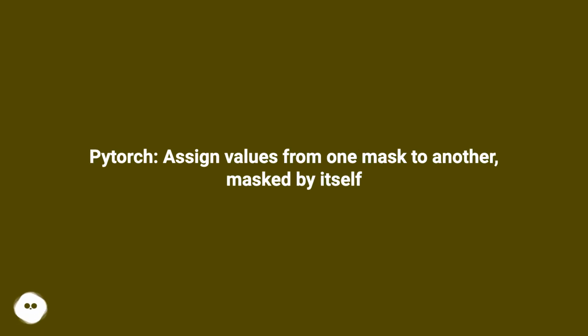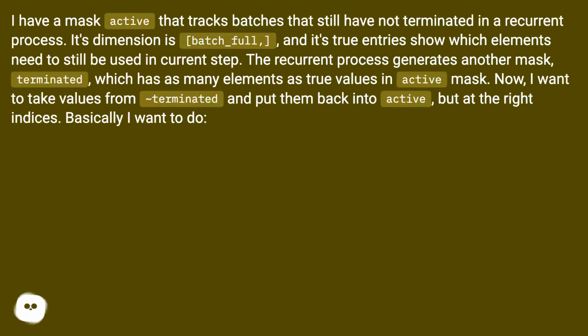PyTorch: assign values from one mask to another, mask by itself. I have a mask, active, that tracks batches that still have not terminated in a recurrent process. Its dimension is batch_full, and its true entries show which elements still need to be used in the current step. The recurrent process generates another mask, terminated, which has as many elements as there are true values in the active mask.